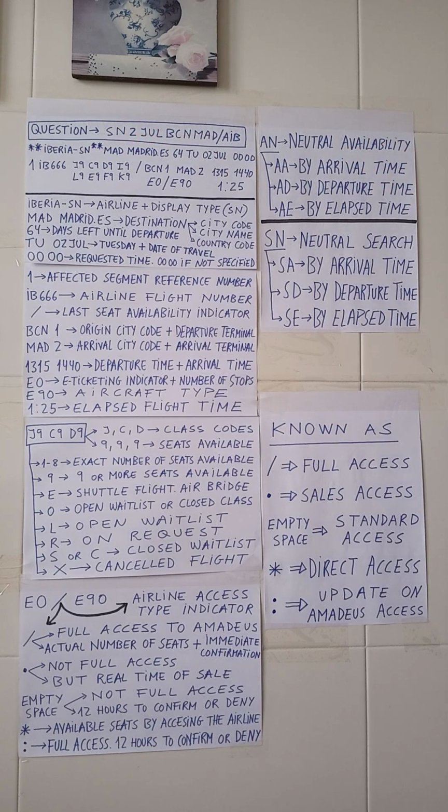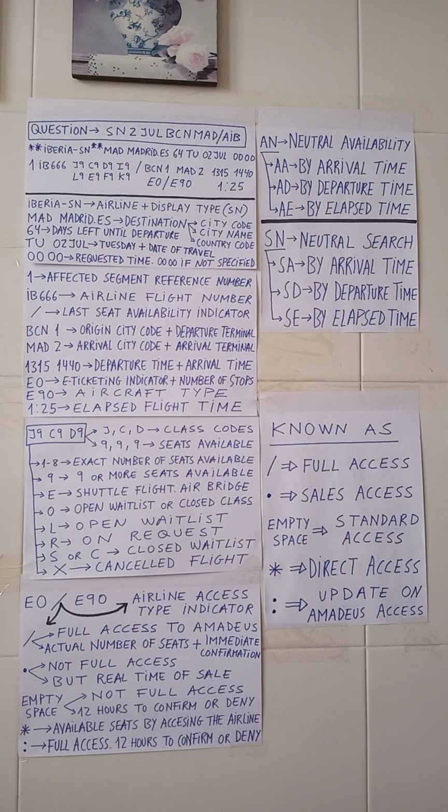2JUL is the abbreviation of July 2nd. BCN is the code that represents the city of Barcelona. MAD is the code that represents the city of Madrid. A is the letter that must be written after the slash to indicate that the following code is going to refer to an airline. IB is the code that represents the airline Iberia.